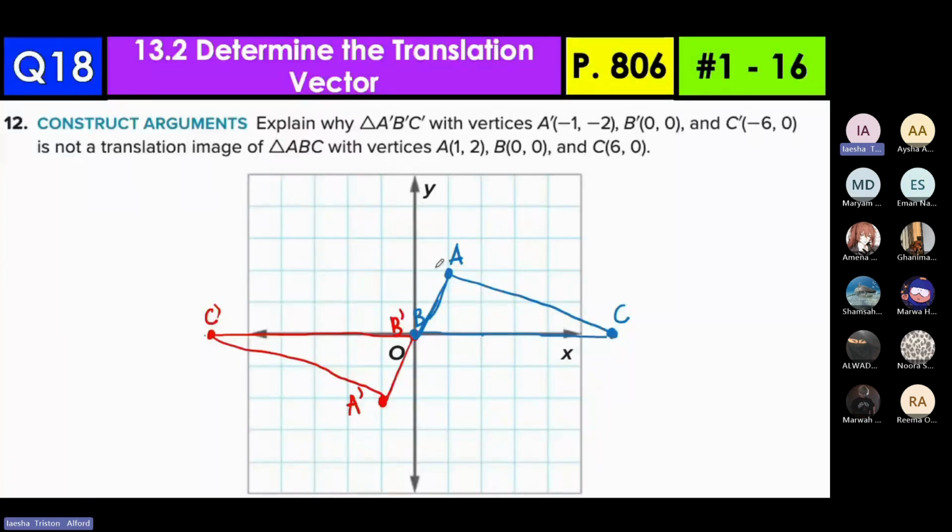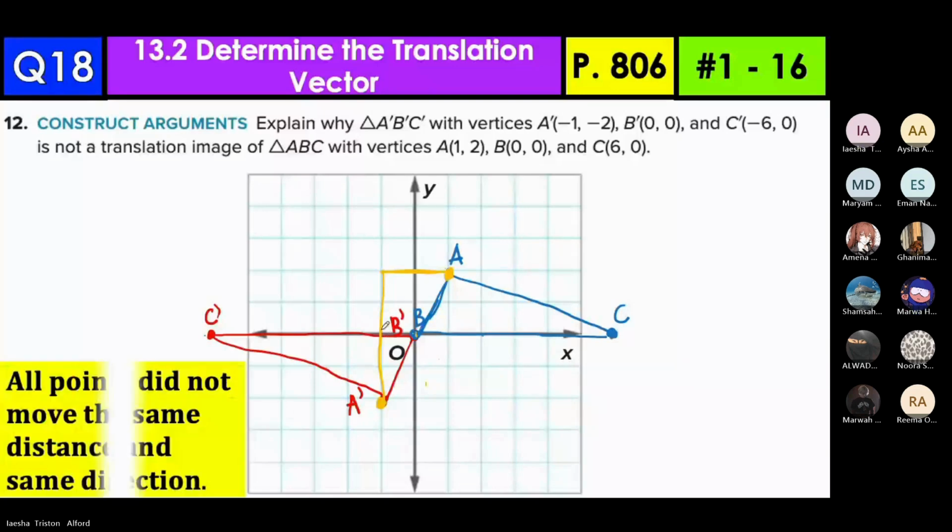So if we're talking about going from A to A prime, how should we go? Down 4 and then right 2. So right 2, down 4. So left 2. And then down 4. Okay, well, what do you do for B to B prime? We don't move. It didn't move. So all the points did not move the same distance and direction.